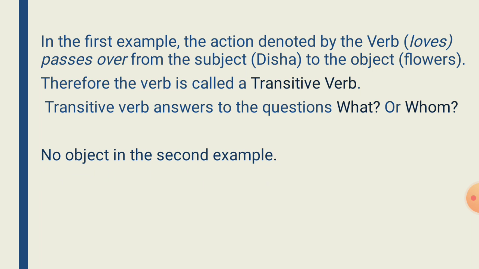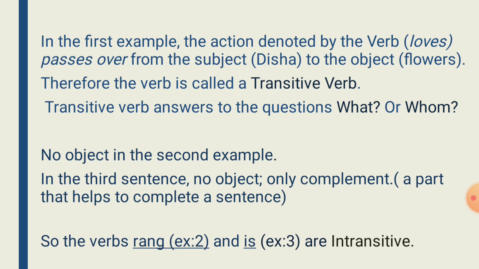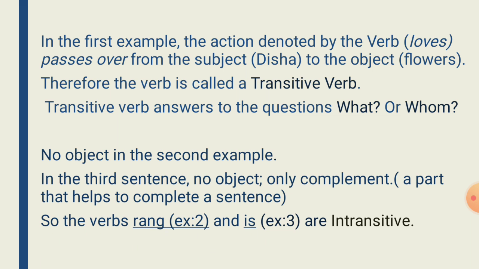In the second sentence, there is no object. That means the verb rang is not transitive. Even in the third sentence, the verb is not taking any object. It takes only a complement to complete the sentence. So, rang and is are intransitive verbs, that means not transitive. That means the action is not passing over from the subject to something else or someone else.